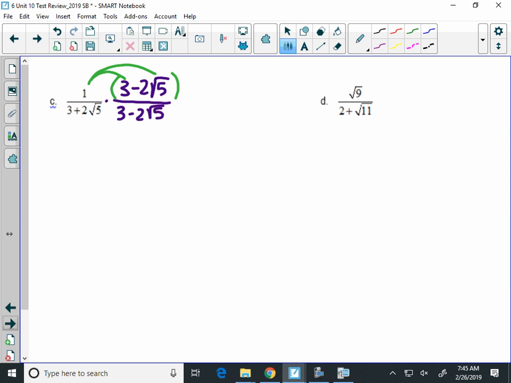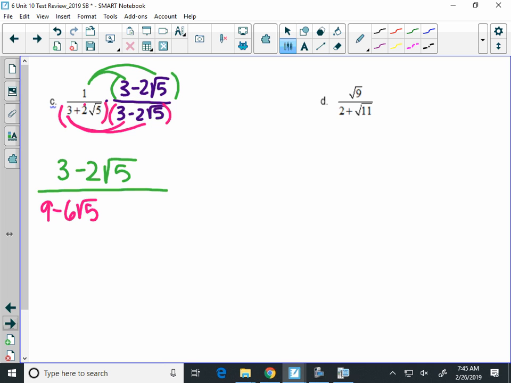It doesn't change the value. We have 3 minus 2 radical 5. And our denominator, we need to distribute. Right, so multiply. We have 3 times 3, which is 9, minus 6 radical 5, plus 6 radical 5. Now, be careful here.